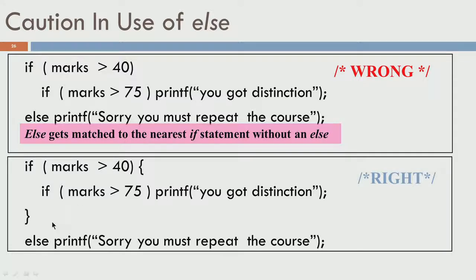which is not what we intended. What we really intended is this: if marks is greater than 40 and if the marks is greater than 75, printf you got distinction, and the else should have been for this if condition. Since else always attaches itself to the nearest if, not having this brace here, even though it is one single statement here, would result in something that you do not desire to have. So, be cautious about this.